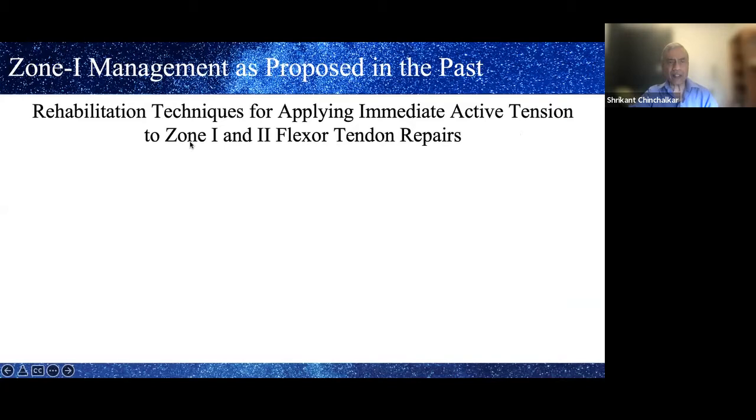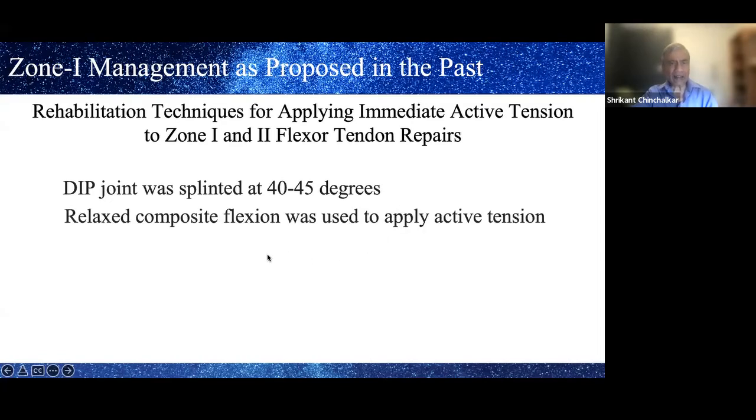rehabilitation techniques for applying immediate active tension in zone 1 and 2 flexor tendon repair. So this was the therapist's recommendation who wrote that article. The DIP joint must be splinted at about 40 to 45 degrees in flexion for 3 weeks while the patient's hand is in a dorsal blocking splint. And then the therapist's recommendation was that the patient perform relaxed composite flexion to allow active tension.